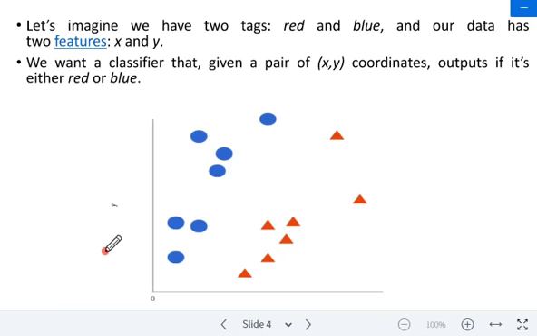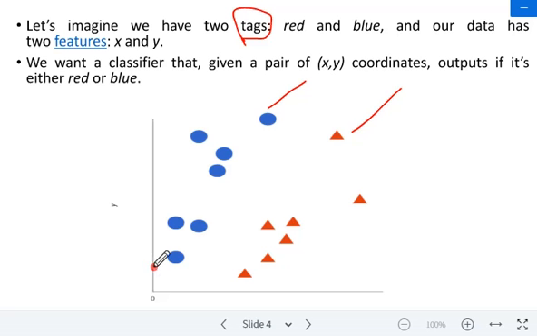Now let us understand the working of support vector machines with a simple example. Let us imagine we have two classes. What I have written here as tag is nothing but the classes: one is red, another is blue. The data has two features, x and y. We want to classify, given a pair of xy coordinates, whether the output is red or blue.